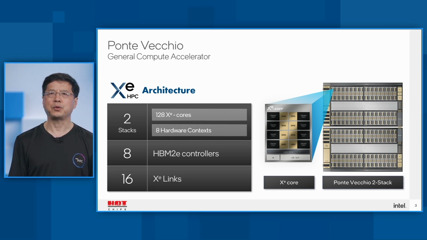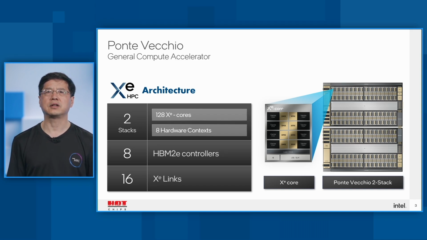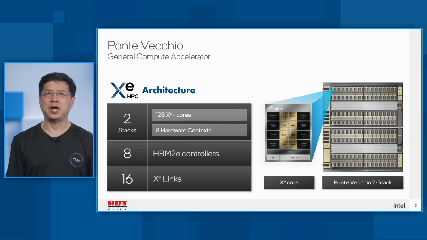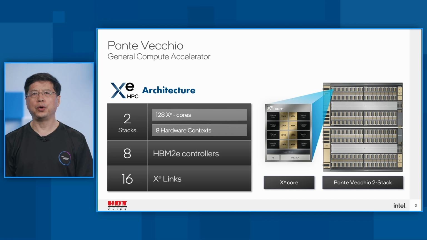There are 8 hardware contexts allowing concurrent execution of different application processes. For example, one application with 8 MPI ranks can map one MPI rank to each GPU context to allow them to run in parallel. We have 8 HBM2E memory controllers with a total of 128 GB of GPU memory. There are 16 Xe links for GPU to GPU communication. Xe link provides point-to-point communication for a large number of Ponte Vecchio GPUs in a node without using a switch.